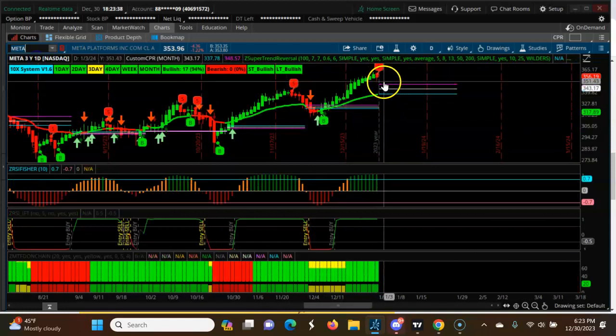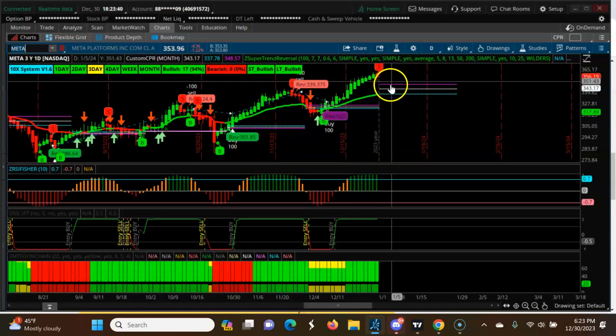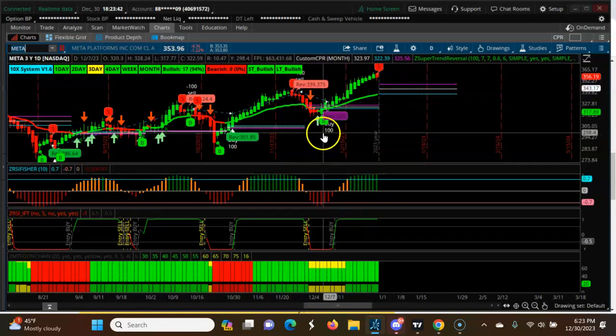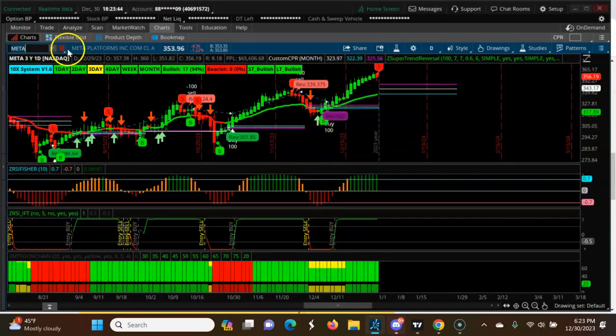Okay, you want to wait for the candle to come down and go up again. Okay, so it's a buy signal here.